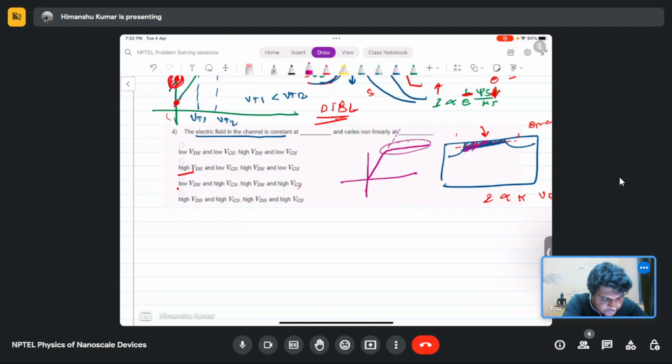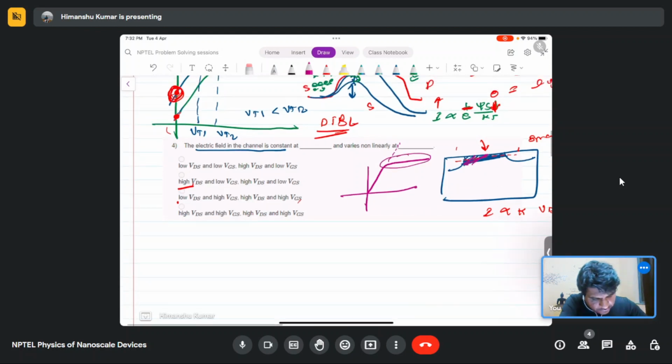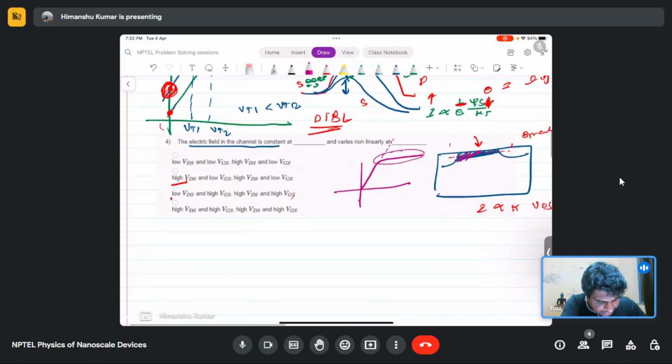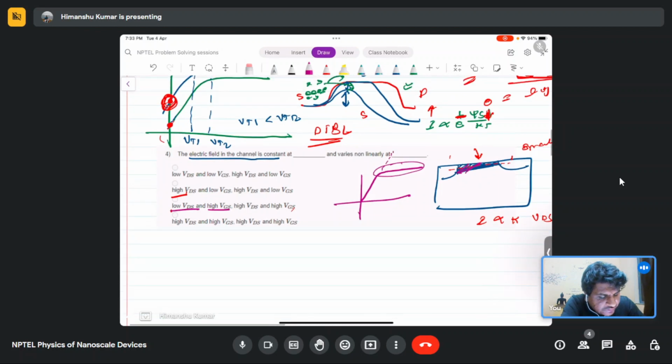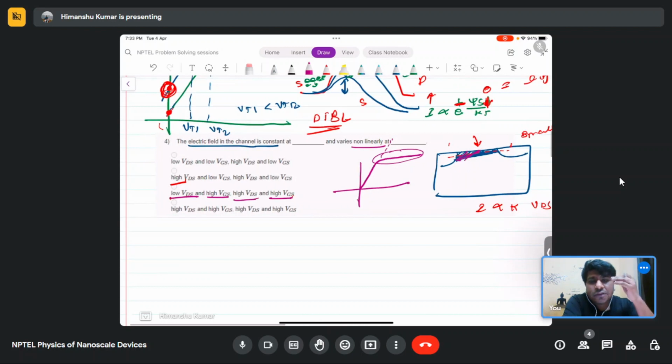So the correct answer is low VDS and high VGS; it will become non-linear at high VDS and high VGS. Basically you need to put VGS high to turn on the channel. Does that answer this question, or do you have any doubt?